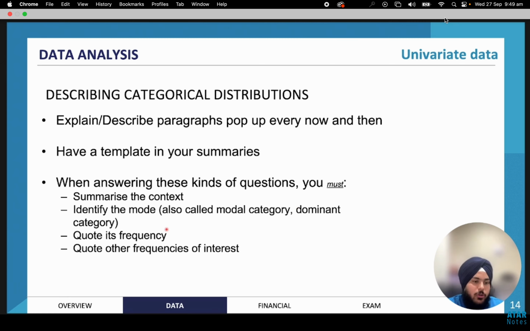Then you need to quote any other frequencies of interest. So there could be any outliers potentially, or categories with extremely low frequency. Stuff like that you might need to quote as well. But usually these first three steps are what we're usually doing.